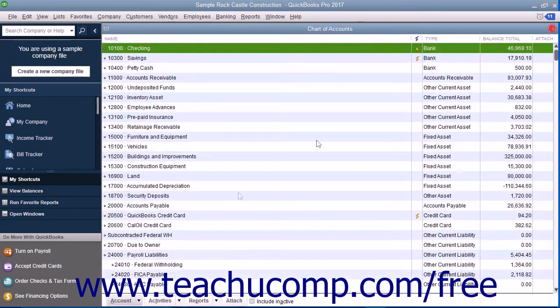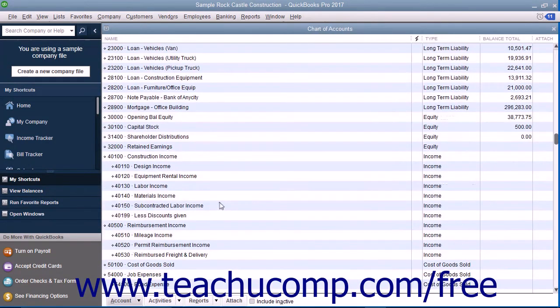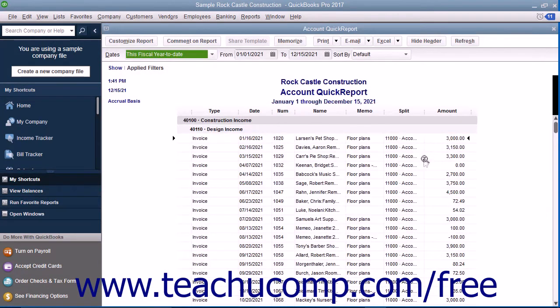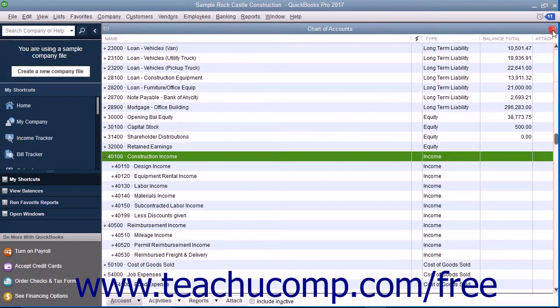Unlike the balance sheet accounts, each income and expense account has a report that lists the transactions associated with the account. We will look at these types of accounts in more detail in later chapters, but we will now review a general list of the different types of accounts shown within the chart of accounts and whether they appear in the balance sheet or the profit and loss statement within QuickBooks.